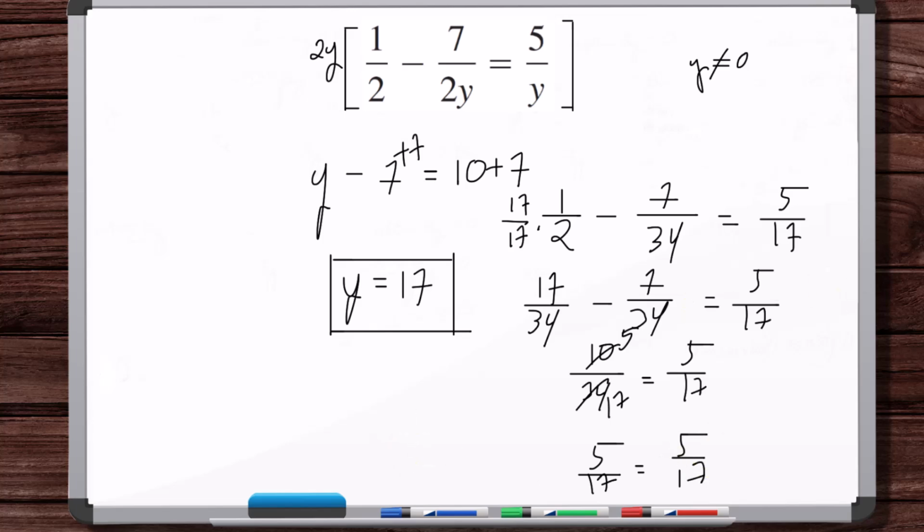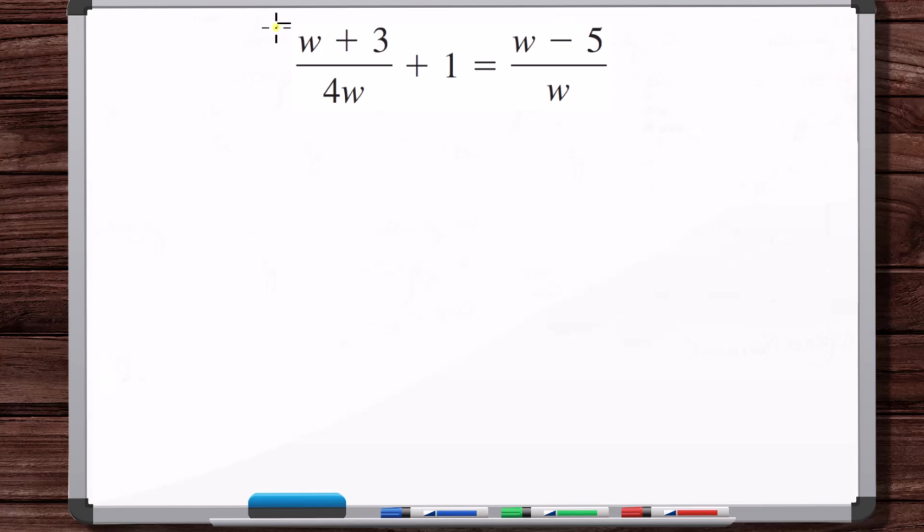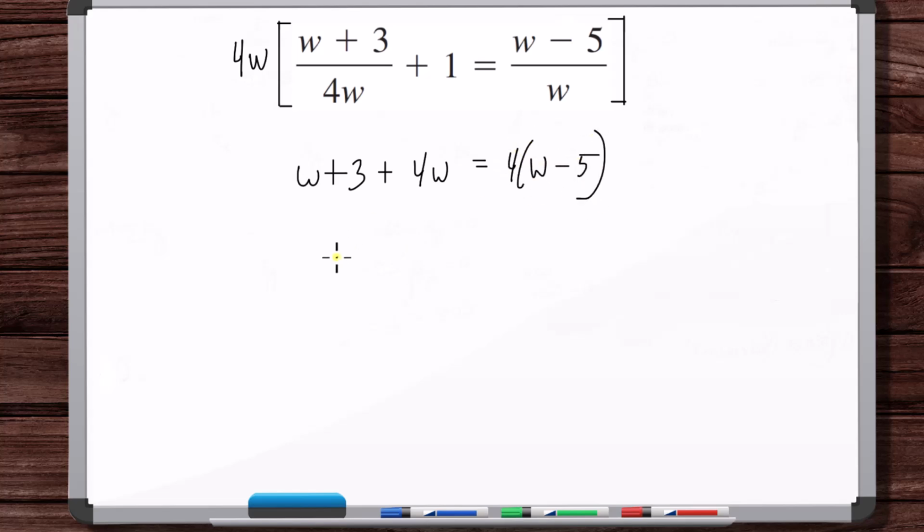Okay. So let's go ahead and multiply this entire equation by the least common denominator of all the fractions to clear the fractions, so we can see we want to multiply by 4w. So we've got w plus 3 plus 4w is equal to 4 times w minus 5. Okay, so 5w plus 3 is equal to 4w minus 20.